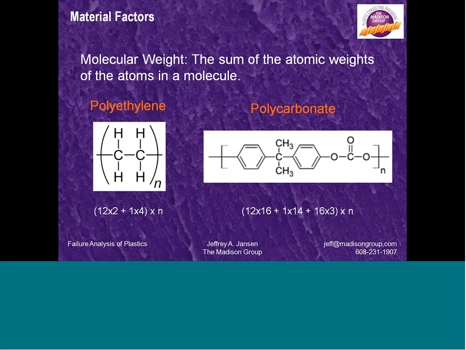The same for polycarbonate, a much more complicated structure. But again, adding all the carbon, the hydrogens, the oxygens, adding those all up together, multiplying by the number of repeating units in a row, and we get the average molecular weight of the material.